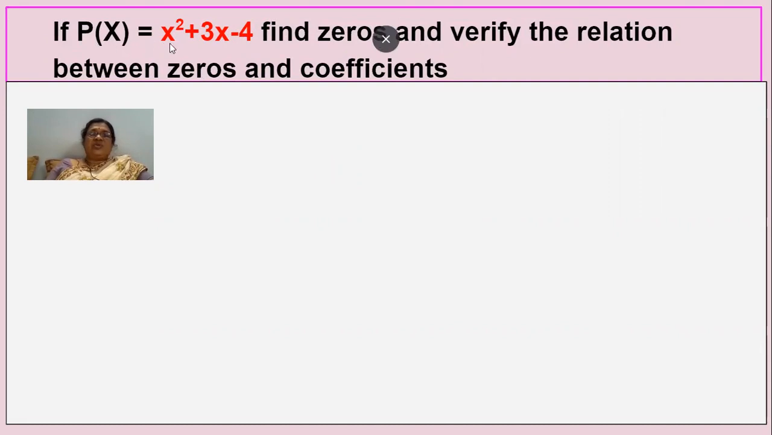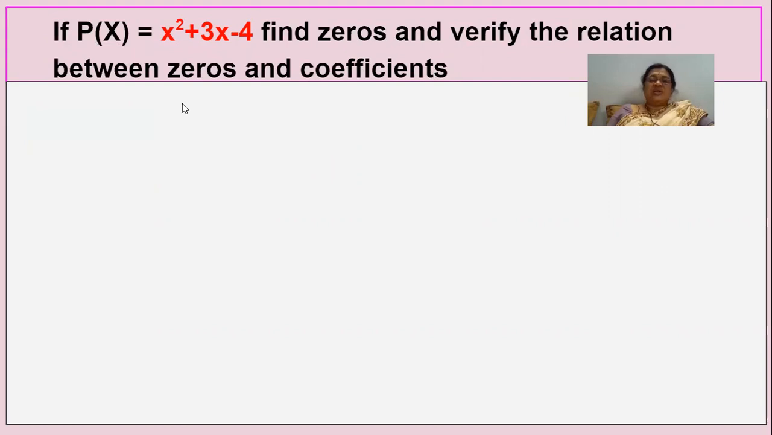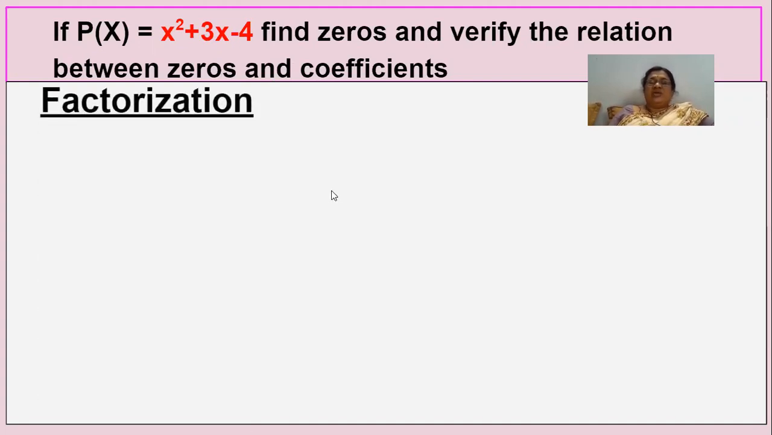If p of x is equal to x square plus 3x minus 4, find the zeros. So in this quadratic polynomial, you have to find out the zeros and you have to verify the relation between the zeros and the coefficients. So here what are the coefficients? Coefficient means here the 3 is the coefficient of x. So there is a relation between the zeros and the coefficients of this polynomial. So first we'll do the factorization and we'll find out the zeros of this polynomial.